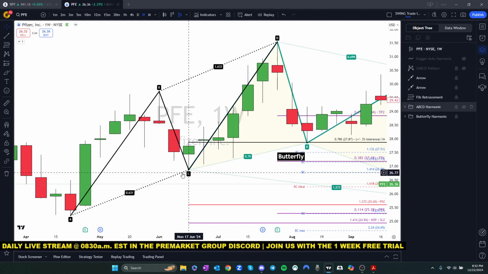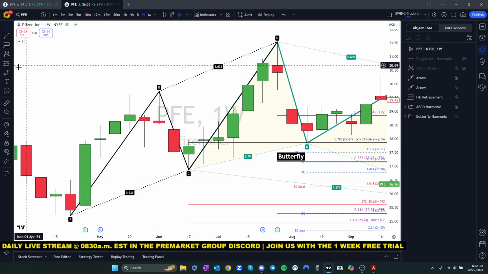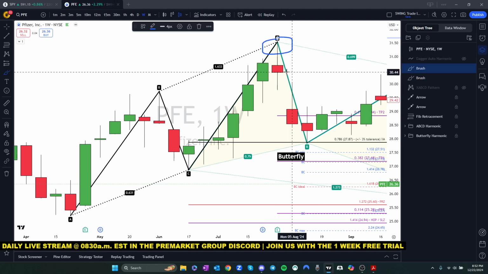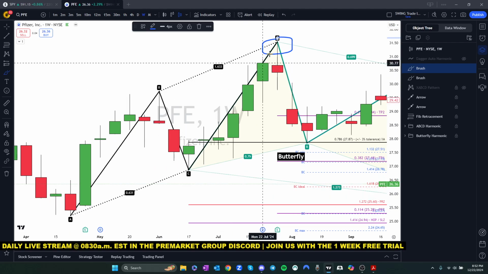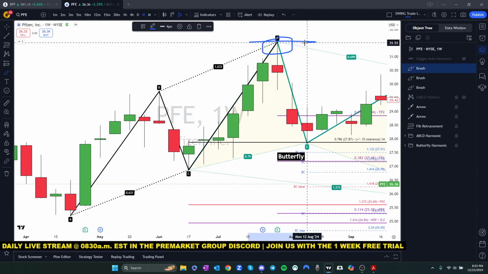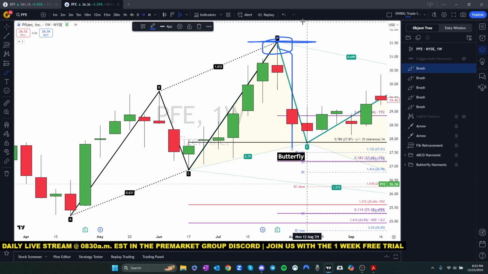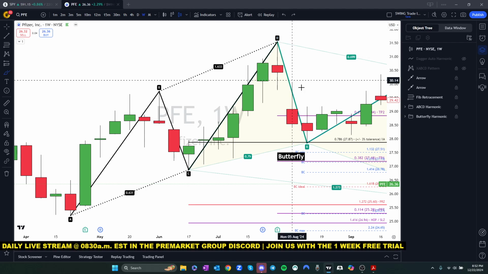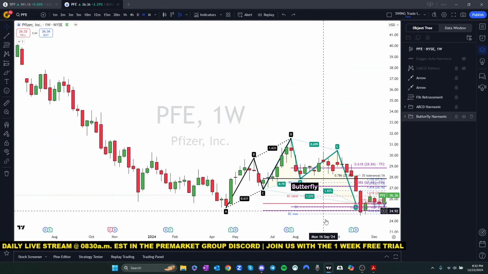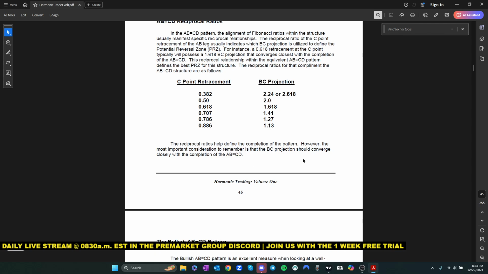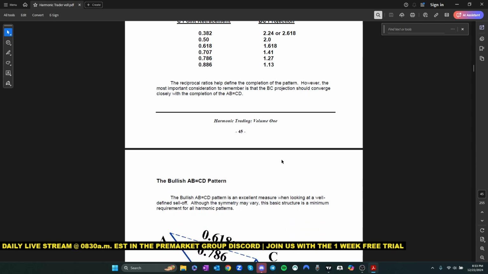So what he's saying here is the B to C projection shows the ideal retracement for the PRZ. So it shows the ideal PRZ. So you want to reverse off of the ideal PRZ to validate and justify your short in this case for the retracement, and vice versa if you're trying to go long. The reciprocal ratios help define the pattern of completion. However, the most important consideration to remember is that the B to C projection should converge closely with the completion of the AB equals CD.